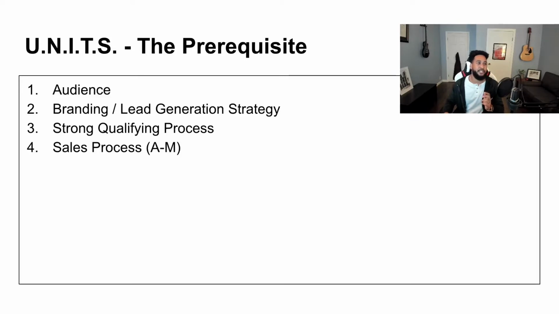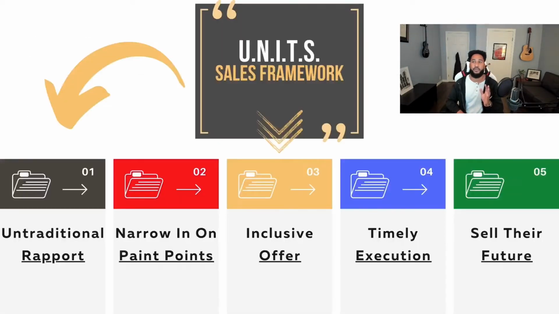Right. So with that being said, let's go back over here. And now I want to show you really what this UNITS framework is, right? So let's go one piece by one here. So number one, for the U, untraditional rapport, right? And I'm going to go over all these in more depth, but I just want to highlight each one real quick. So untraditional rapport, first and foremost, narrowing in on pain points, inclusive offers, right? Timely execution, and sell their future.